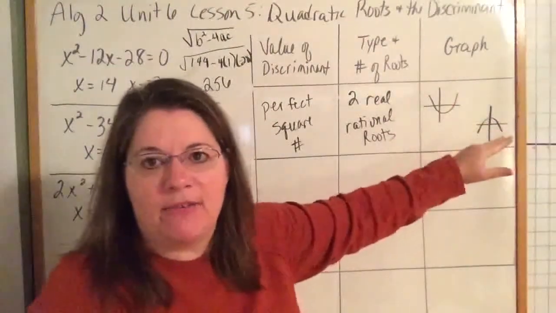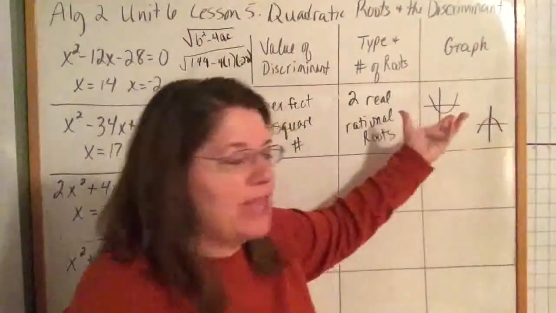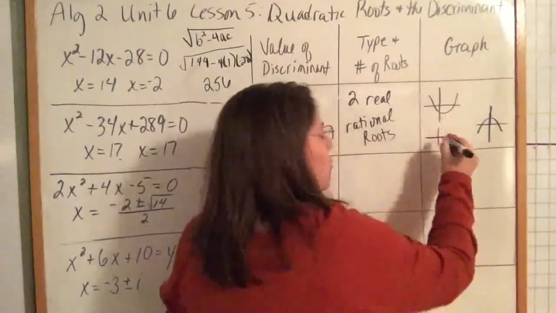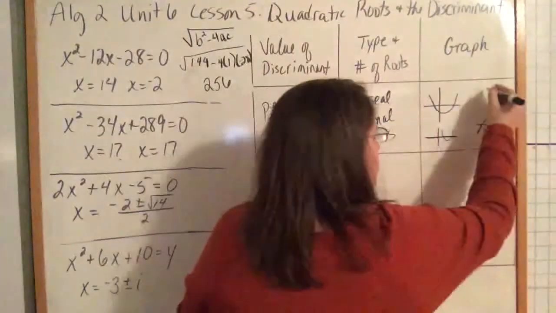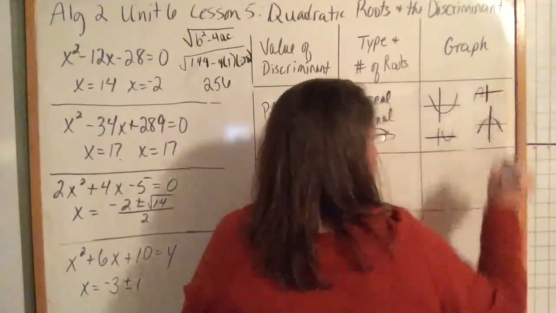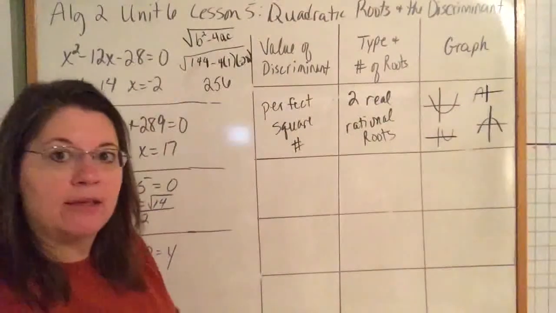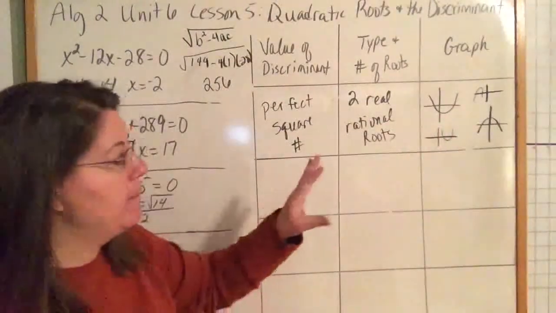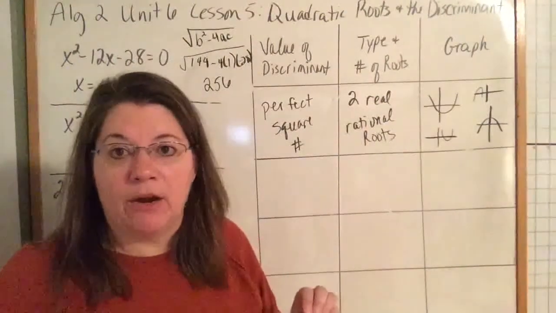Now, there's nothing to say that one of them has to have a negative x and one of them has to have a positive x for that. I just happen to draw them that way. As long as it's going up and crossing 2 points, or going down and crossing 2 points on the x-axis, that is still two real rational roots. And that happens whenever you have a perfect square discriminant.